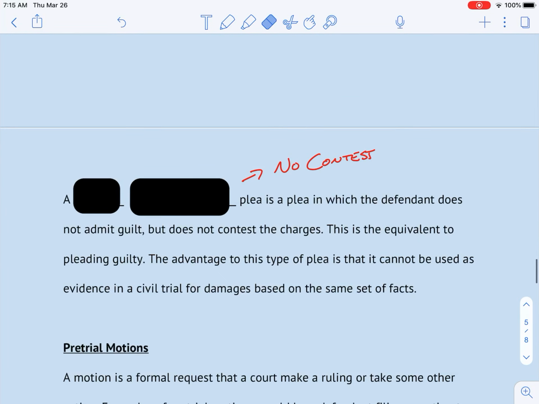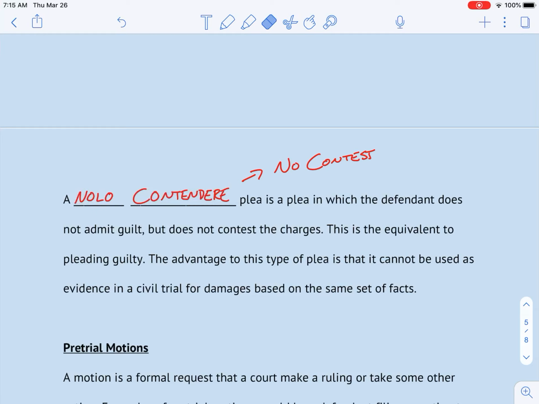There is another type of plea that we had mentioned before. It is the no contest plea, which is known by its proper name, nolo contendere. So this is a plea in which the defendant does not admit guilt, but doesn't contest the charges. It is basically the same as pleading guilty. However, they do not admit any sort of guilt.